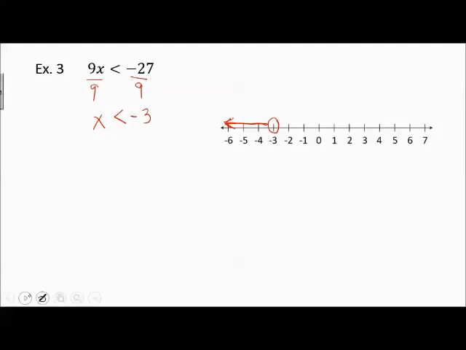All right, next one. Example 4, 7 is greater than or equal to x minus 3. Again, we're going to isolate our variables, so we're going to do plus 3 on each side. We get 10 is greater than or equal to x. Now, we'd like to write it so that our variable is on the left.